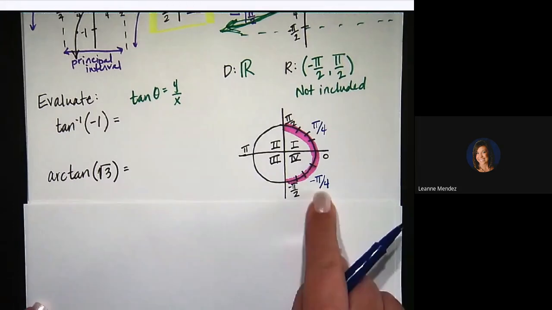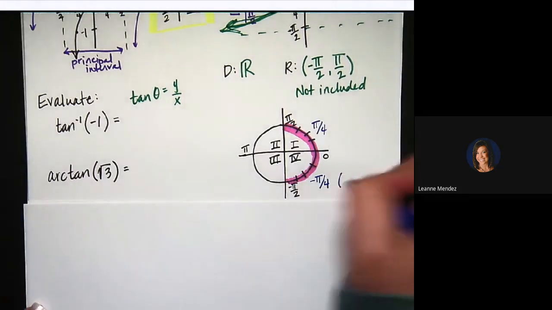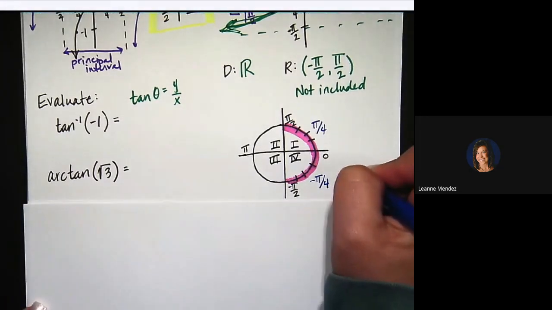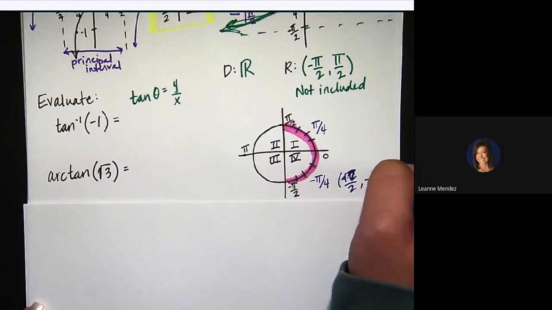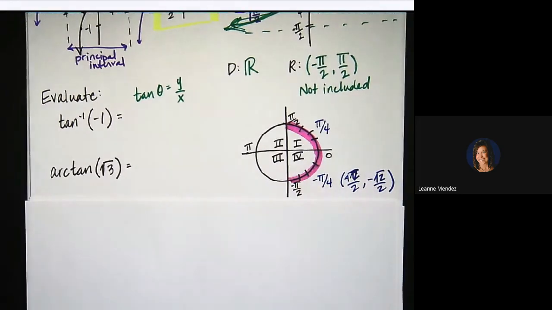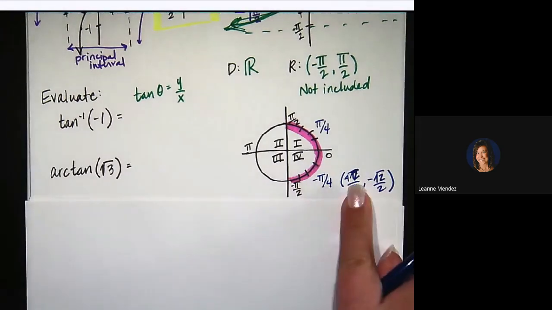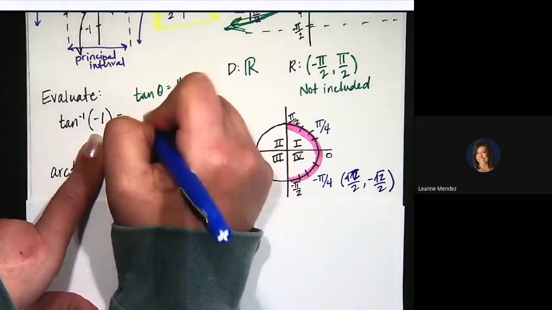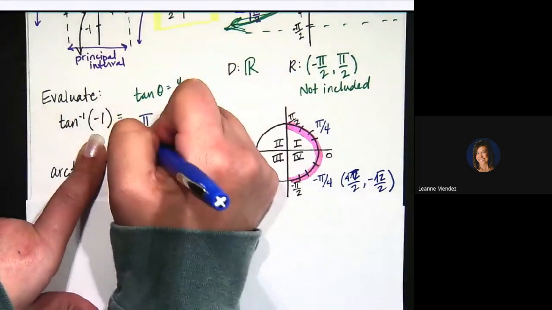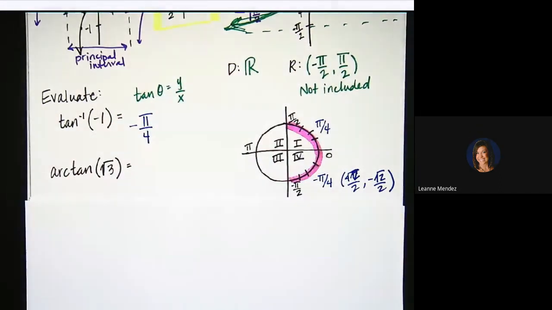That's going to be negative because on this, remember, we've got positive root 2 over 2 for the x, but then negative root 2 over 2 for the y. And when I put negative root 2 over 2 over positive root 2 over 2, that gives me negative 1. So tangent inverse of negative 1 is negative pi over 4. Okay.